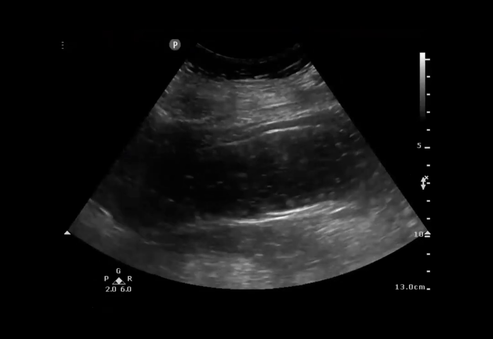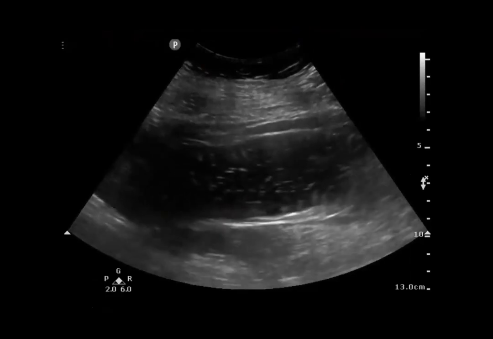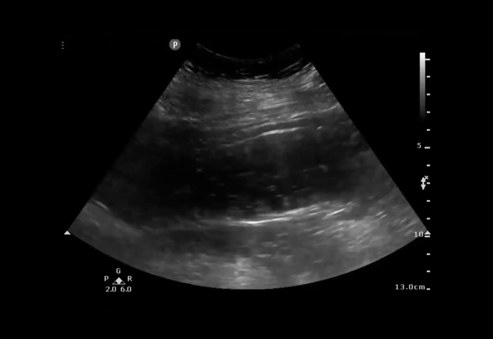Sometimes you'll be unable to see the classic image of multiple loops of small bowel. Sometimes you'll only be able to see one loop like we see here in this picture. If we were to measure this loop out, we would see that it would be greater than 2.5 centimeters.